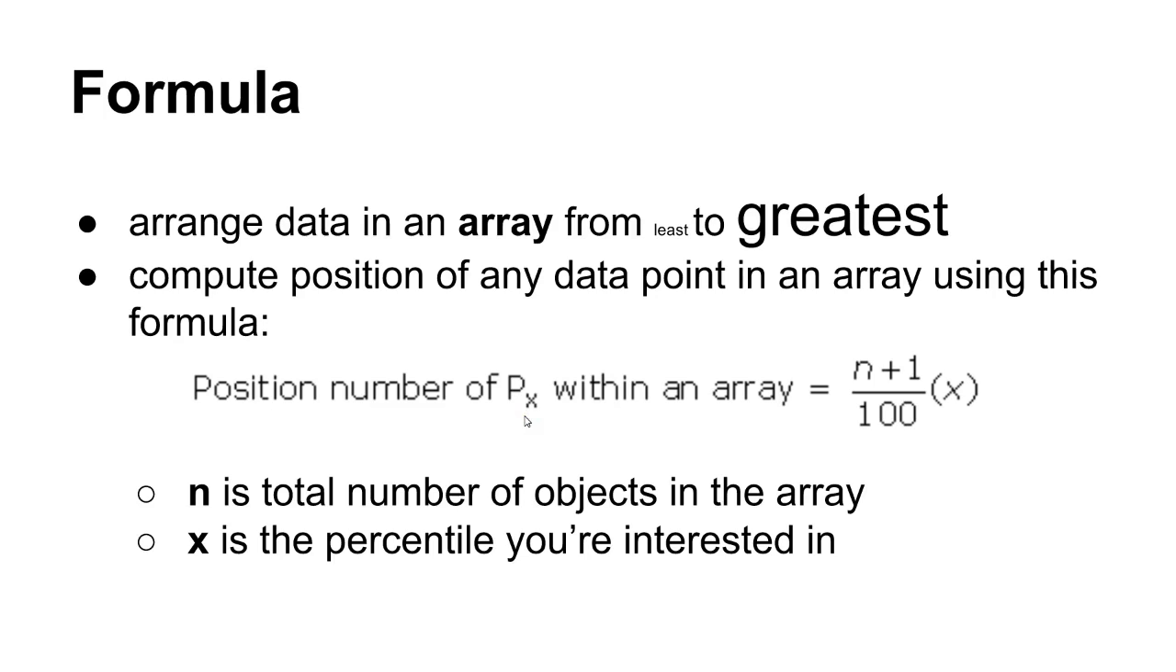So, of course, this is math. There is a formula. Now what you need to do is arrange your data from least to greatest. And then you've got a formula which allows you to figure out the position of any data point, provided you know how many objects are in your data set, and provided you know what percentile you're interested in. So the position of your percentile within the array is going to be the total number of objects plus 1, all over 100, multiplied by the exact percentile you're interested in.